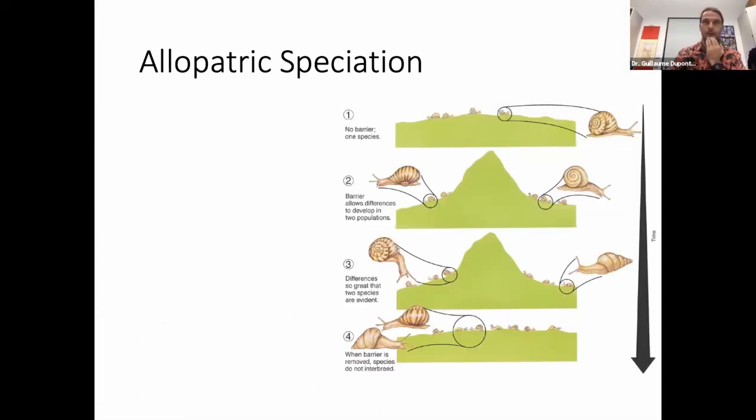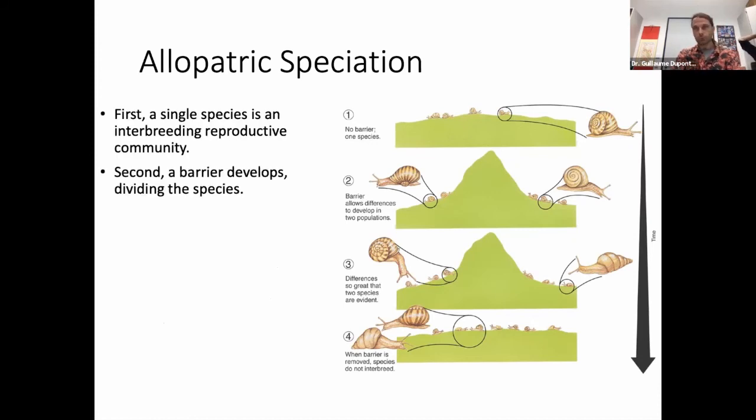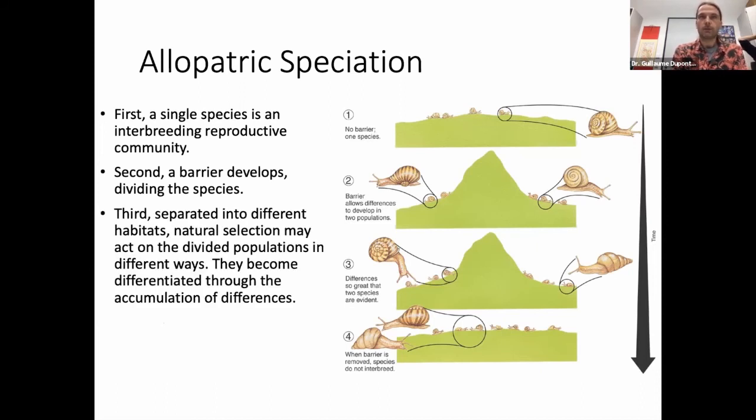So here we have an example. We have a population of these snails occurring in one region. Then we have a mountain forming, separating these snails. They can't interbreed. Let's say the mountain is too cold. It's not the habitat for them to cross the mountain. And they separate to the extent that they become reproductively isolated. That takes presumably a lot of time.